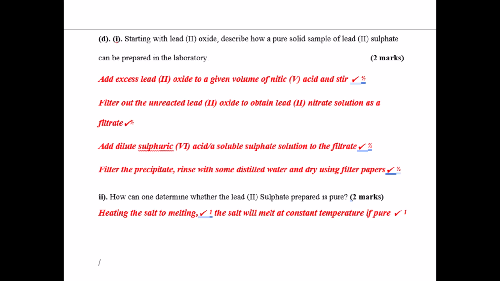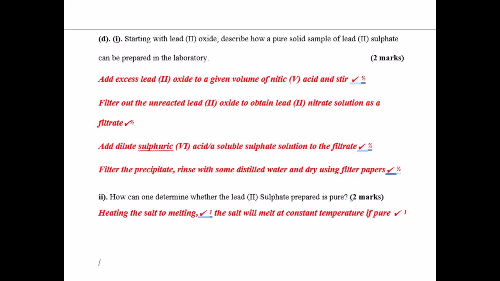Lead 2 nitrate, now you are ready for a precipitation reaction because lead 2 sulfate is an insoluble salt. With that, we add dilute sulfuric acid; you can use any soluble sulfate or sulfuric acid. You mix a solution containing sulfate with your filtrate above. Remember, your filtrate has lead 2 ions, which will combine with the sulfate. You get lead 2 sulfate. Then you filter it out, rinse with some distilled water, and go ahead and dry it using filter papers, in the sun, or in the oven.